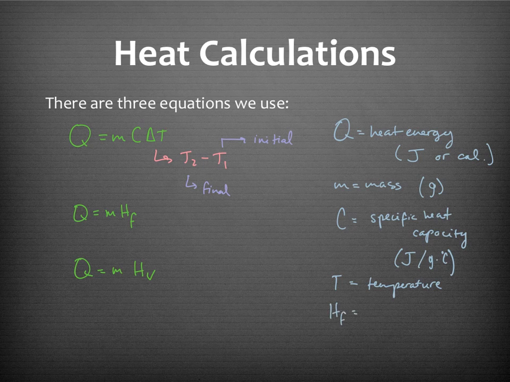Hf is heat of fusion, and Hv is heat of vaporization. So both of these have units of joules per gram.